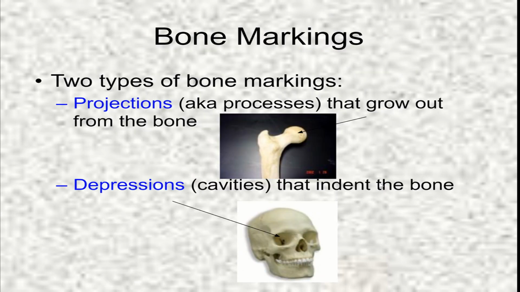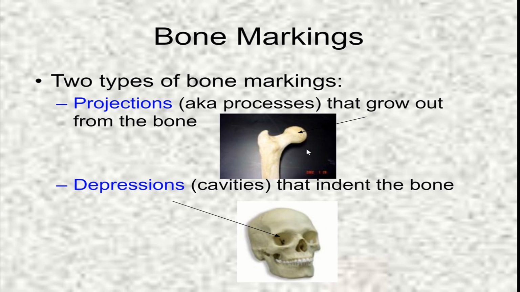So there are two types of bone markings. There are projections. Sometimes they're referred to as processes. And these extend out of the surface of the bone. So if you think of the surface of the bone as a continual plane, anything that raises above that plane, similar to what you would imagine with a mountain or a hill, those are called projections. Anything that indents into the surface of the bone, that is called a depression.